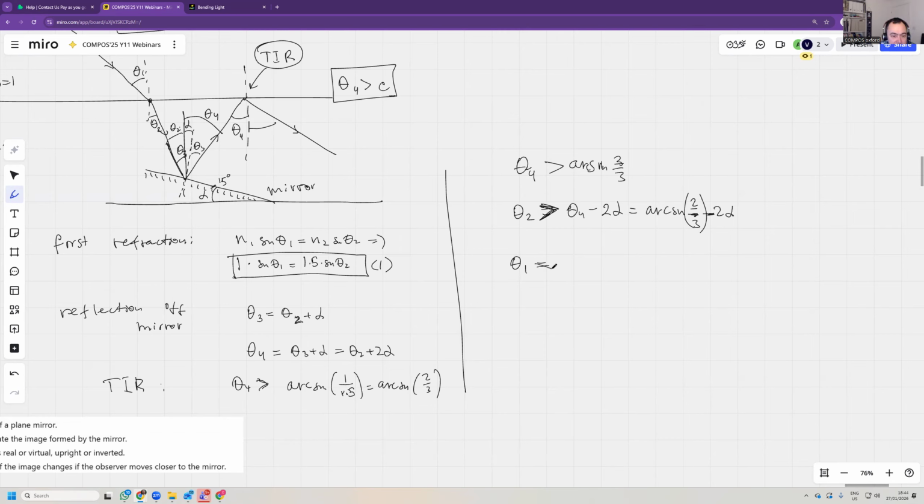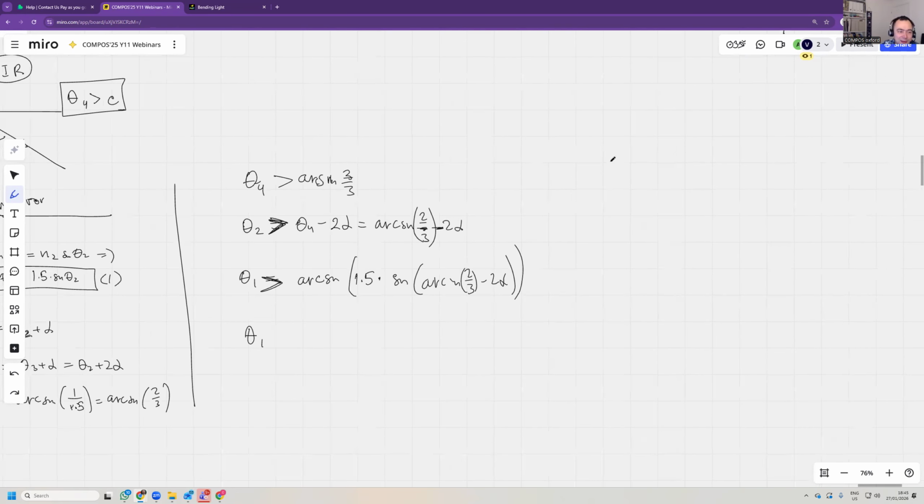And then theta 1 must be greater than arc sine of 1.5 multiplied by sine of arc sine 2/3 minus 2 alpha. Yay! So theta 1 must be greater than, well, okay. Let's do the numbers. So theta 4 must be greater than arc sine 2/3.